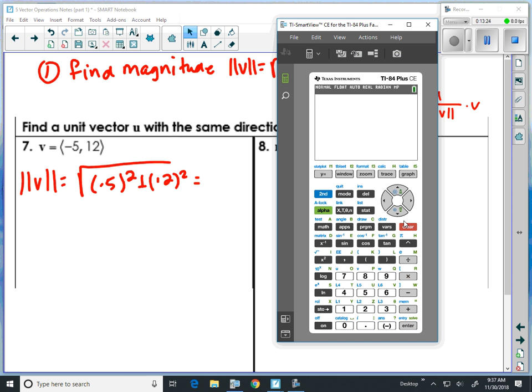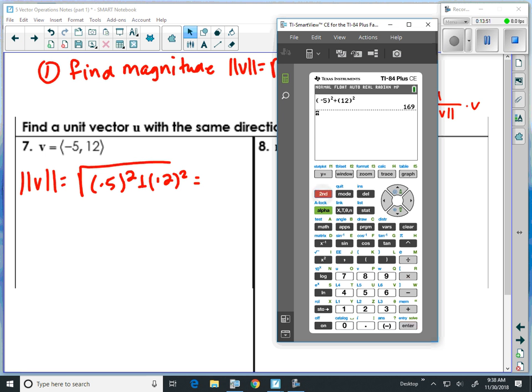Okay, so if I do negative 5 squared plus, what was my other number? 12 squared? Okay, I get 169. Now, you have to kind of know your perfect squares. Does anybody know if 169 is a perfect square? It is. It's 13. Here's how we can check it.